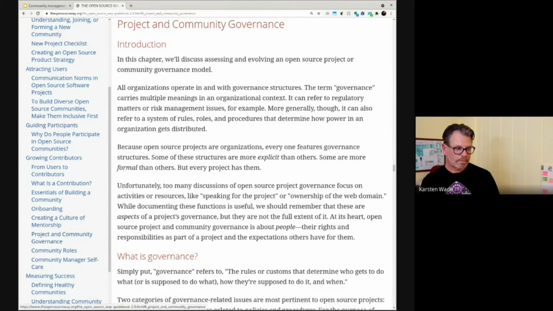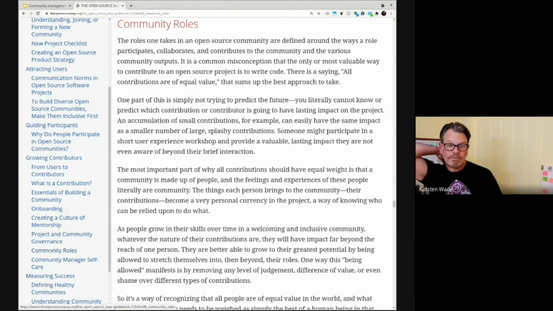open source communities. And then the chapter on community roles, which is a deeper look at the many different types of roles beyond code and other typically named contributions. It does a deep dive into documentation and then looks at other ones such as event management and so forth.